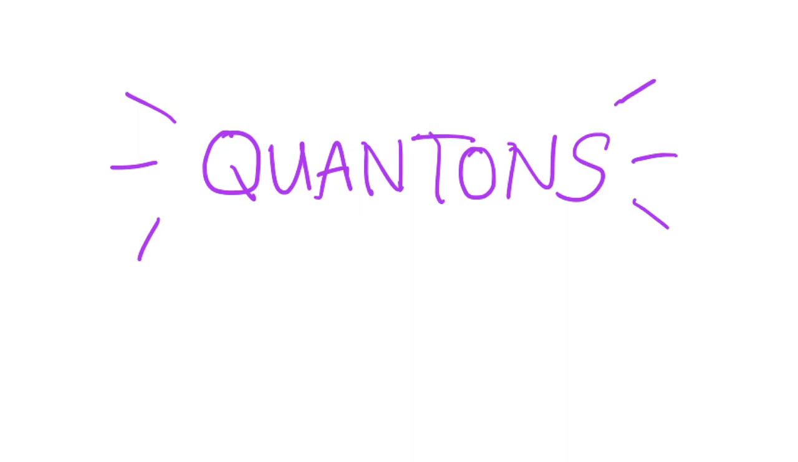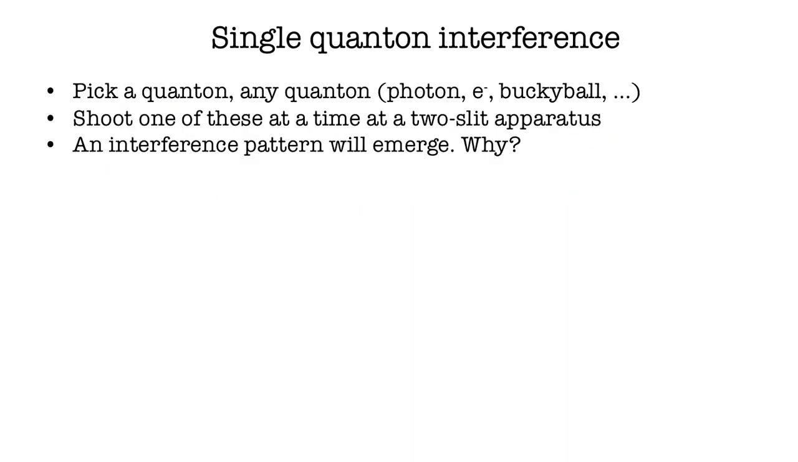But for me, not so much. But whether we call it quanton or wavicle or something else, the main idea basically is outlined here. Okay, pick a quanton, any quanton. It could be a photon, an electron, a buckyball. Shoot it at a two-slit apparatus, and you're going to find an interference pattern emerge. So the question is why?